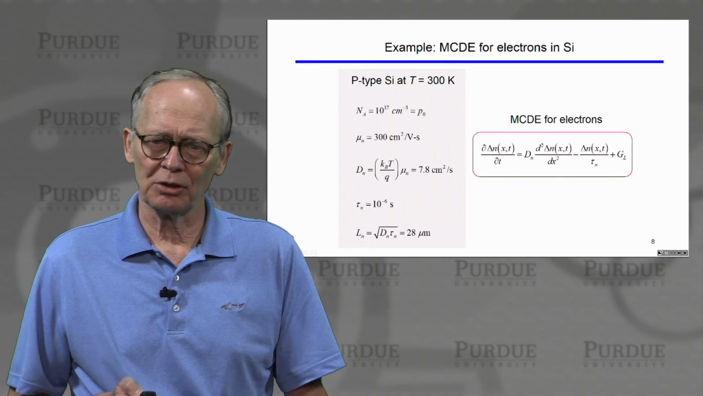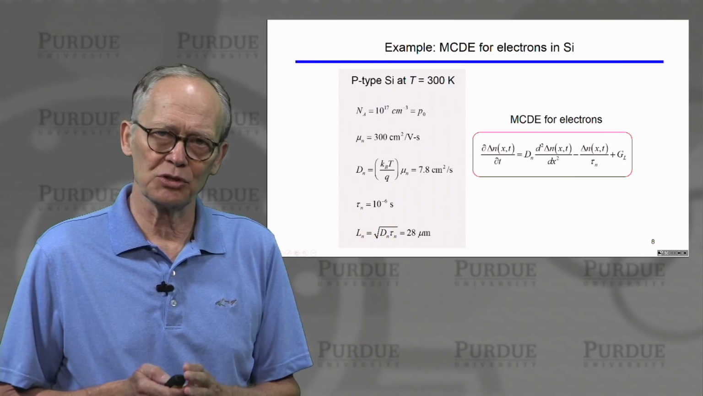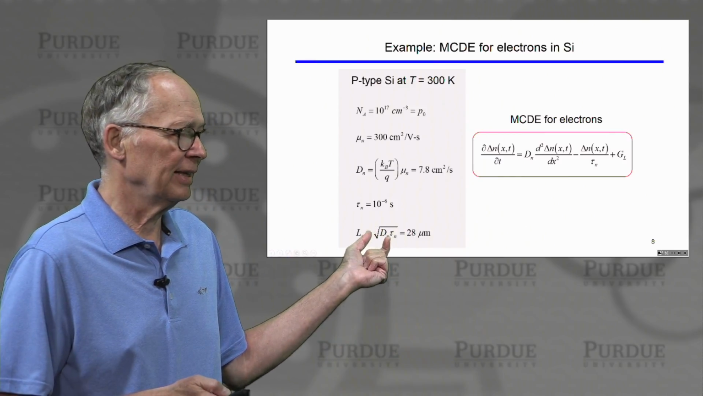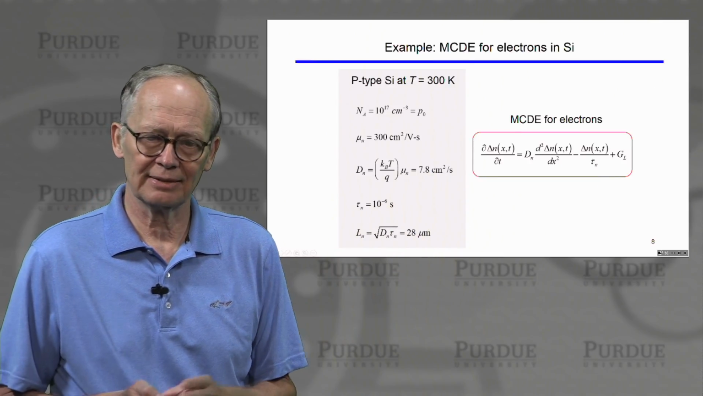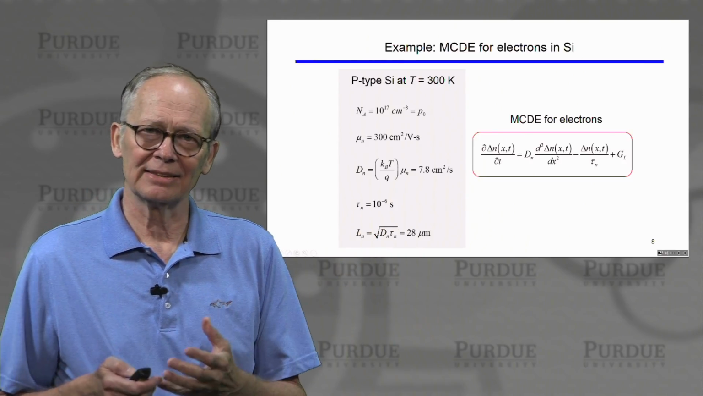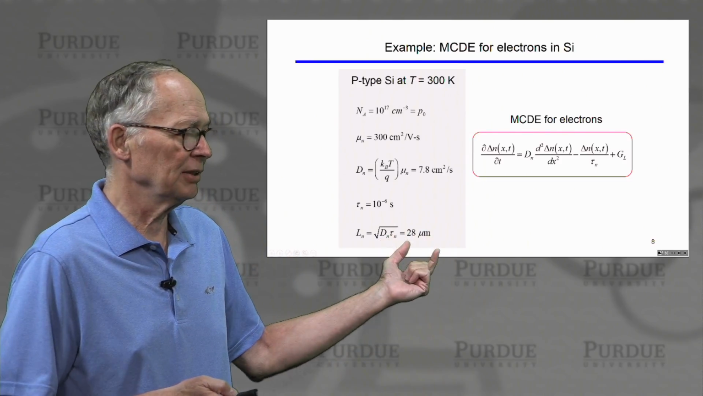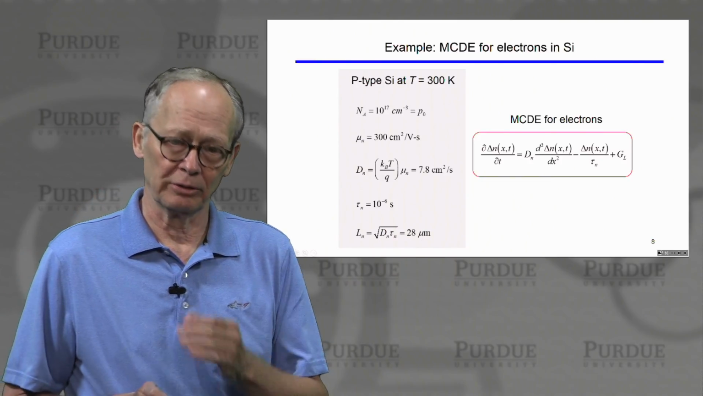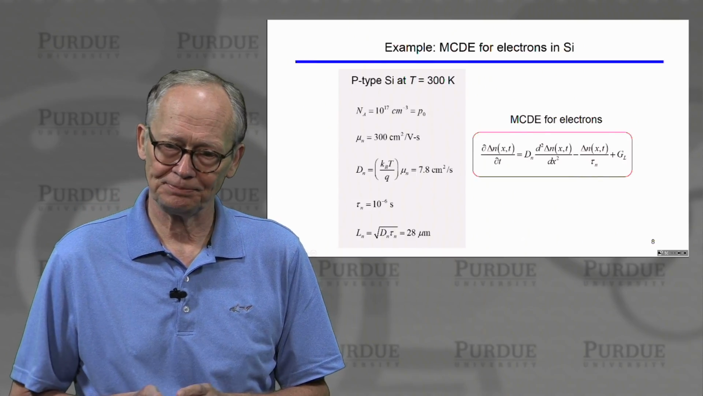And there will be a parameter that we will see that will become very important. It will be the square root of the product of diffusion coefficient times minority carrier lifetime. The diffusion coefficient has units of centimeters squared per second. The lifetime has units of seconds. D tau has units of centimeters squared. Square root of D tau has units of centimeters or meters or micrometers. If we put numbers in, we'll find that this minority carrier diffusion length that we will encounter in this problem has a numerical value of 28 micrometers.